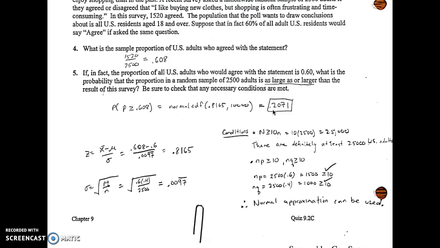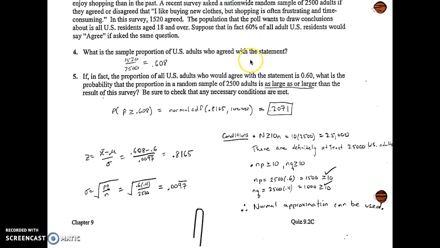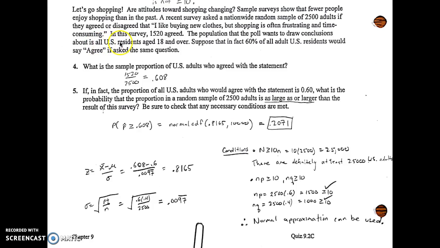But I also need to check and make sure that the conditions are met to make this calculation valid, that will allow me to use the normal CDF command. So I checked the conditions. The first condition that you need to check is that the population size, capital N, is at least 10 times your sample size. And our sample size was 2,500. 10 times 2,500 is 25,000. And since our population is all U.S. adult residents, as they also mention up here, all U.S. adult residents age 18 and over, obviously there are at least 25,000 adults in the United States, so that condition is met.